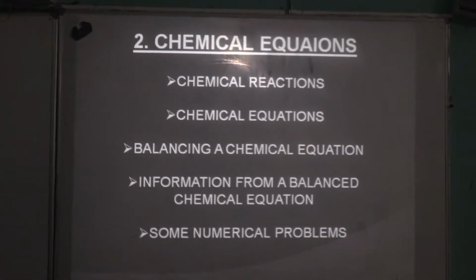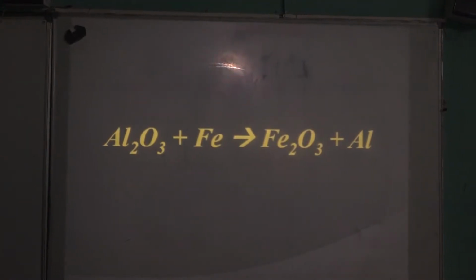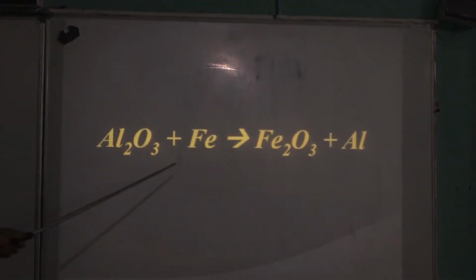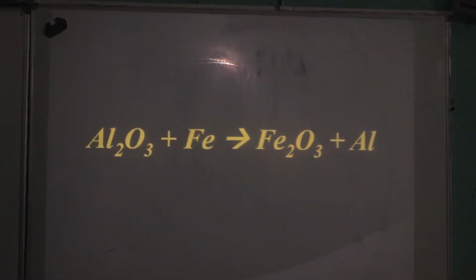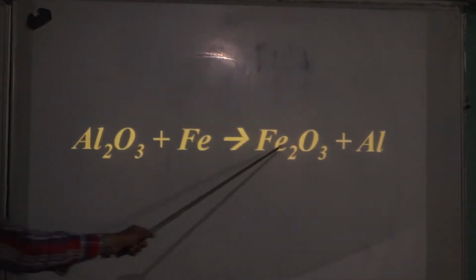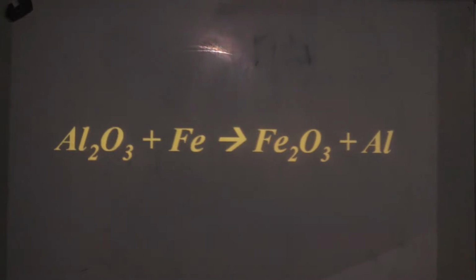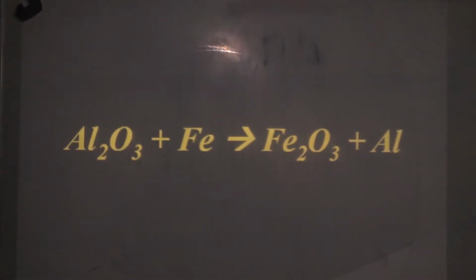Let us see how to balance a chemical equation. Let us see this equation. Al2O3 plus Fe gives Fe2O3 plus Al. This is called skeletal equation. Skeletal equation means it is not a balanced equation. What are the reactants and what are the products? That gives the information. So this is to be balanced.